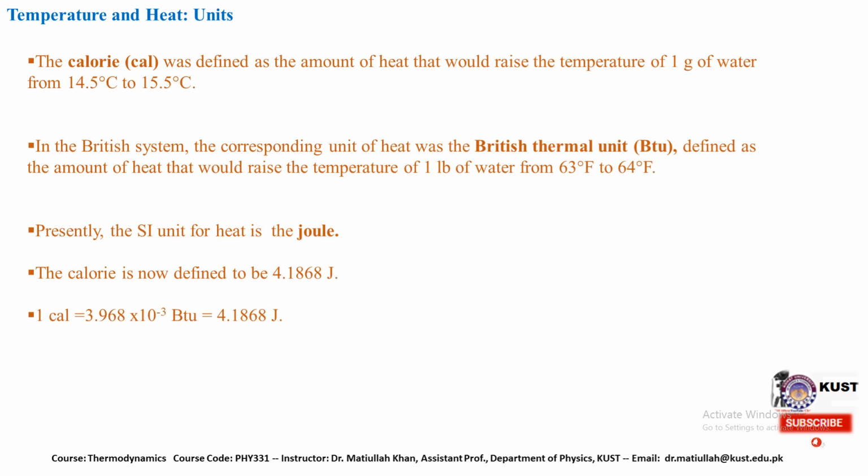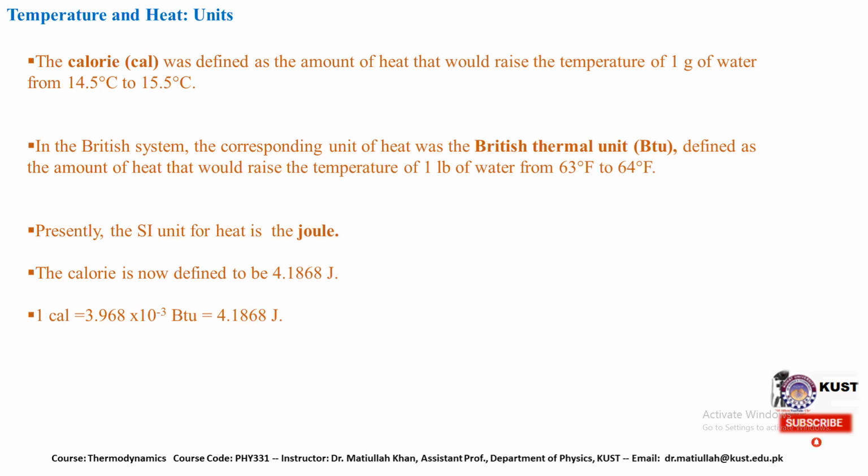How can we describe the units of heat? Normally the calorie is defined as the amount of heat that would raise the temperature of 1 gram of water from 14.5 degrees C to 15.5 degrees C. In the British system, the corresponding unit is called the BTU, the British thermal unit, and it is defined as the amount of heat that would raise the temperature of 1 lb of water.